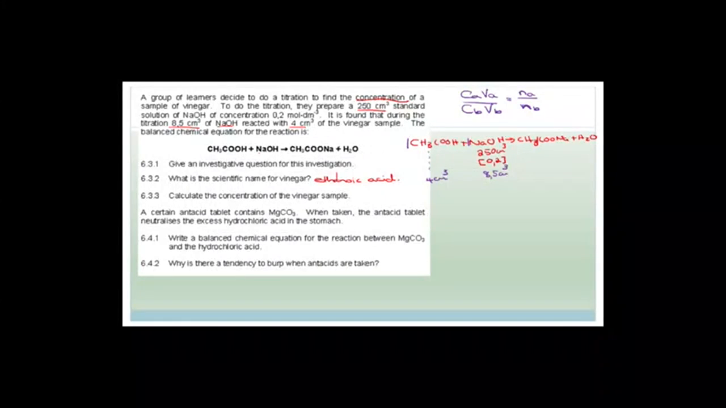And what do they want? They want the concentration. They want this concentration. So we've got the concentration of the acid is what we want. The volume of the acid is 4. They told us that. All over, the concentration of the base, they told us was 0.2. We used 8.5 cubic centimeters, and the ratio of the moles is 1 to 1, so it's just 1.